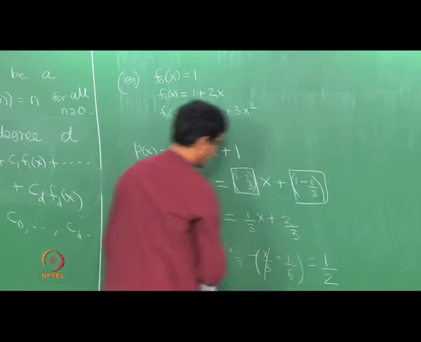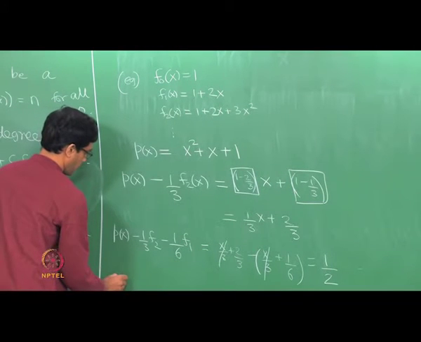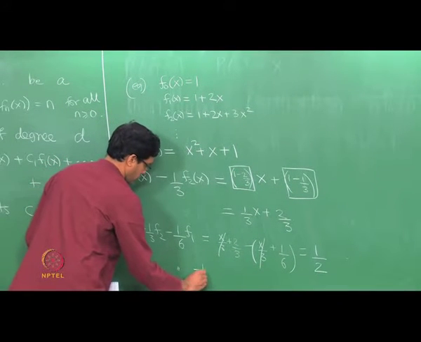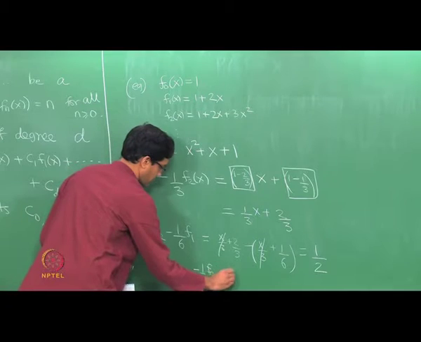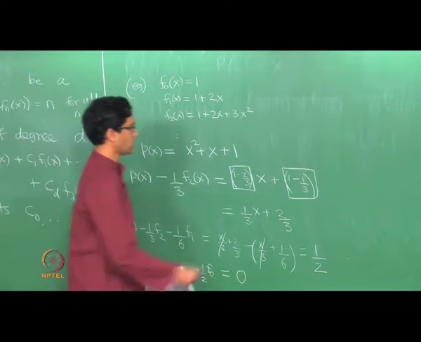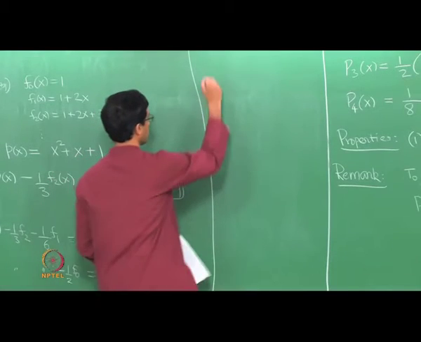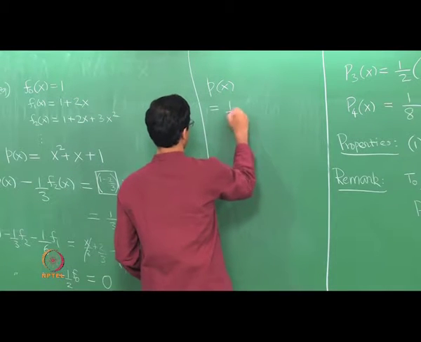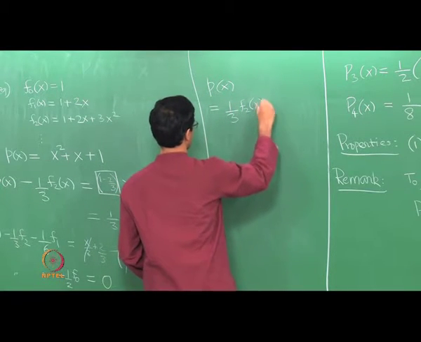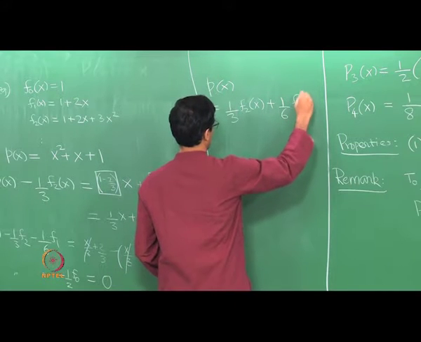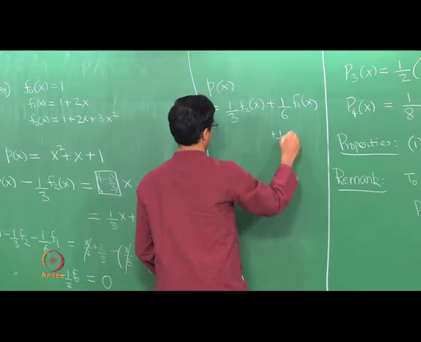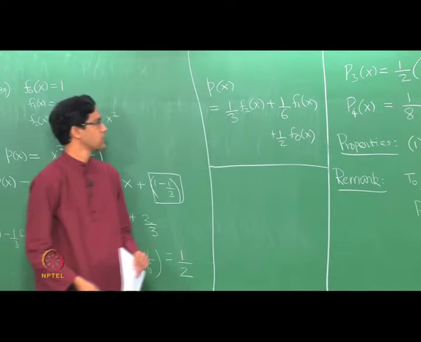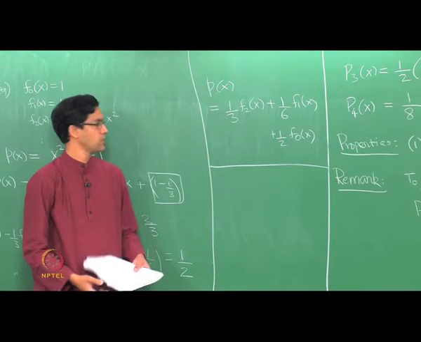Or to keep doing this once more, you will take p of x minus f2 minus f1 minus half f0, and doing that will make a 0 on the right hand side. So here is what we conclude: the given polynomial p of x is therefore just 1/3 f2 of x plus 1/6 f1 of x plus half of f0 of x.